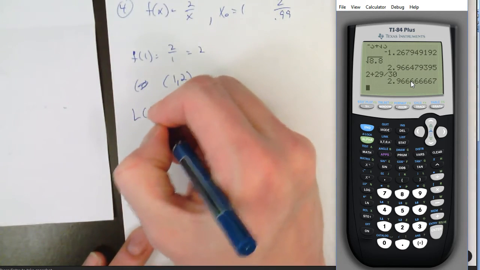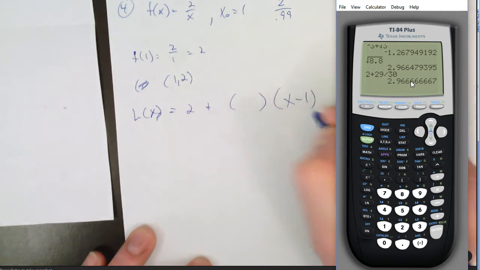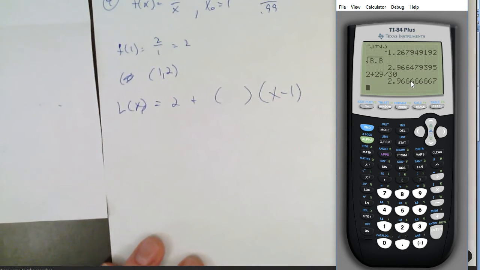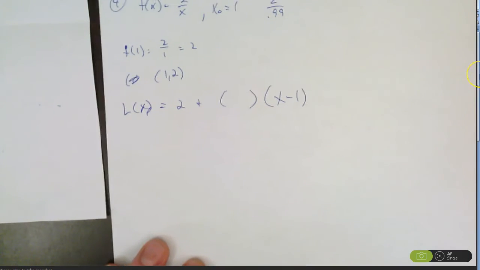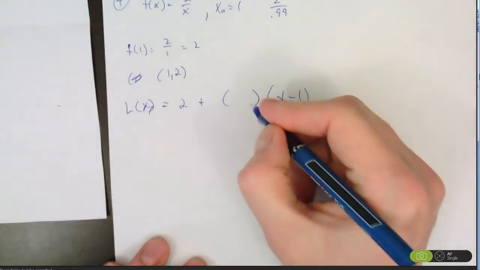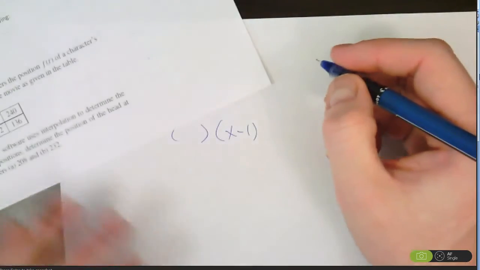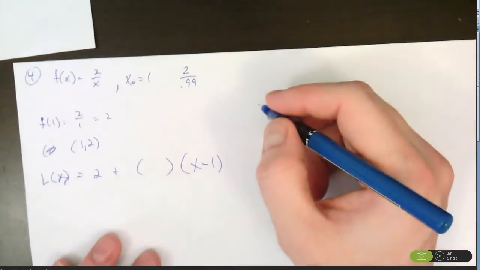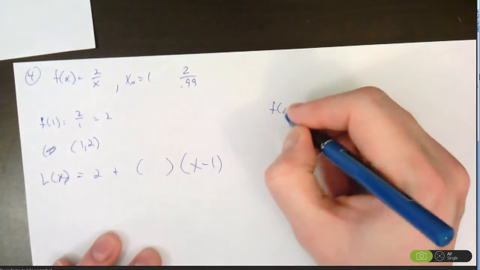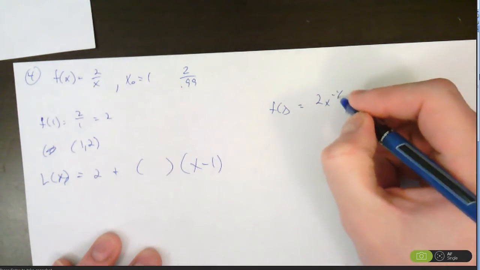So L of x is 2 plus the slope times x minus 1. I don't need this anymore, so I'll put you away for a bit. Next thing I have to do then is figure out what's the slope for my tangent line. Well, go back and do the derivative of this. The easiest way to do the derivative of this guy is to say f of x is 2 times x to the negative 1.